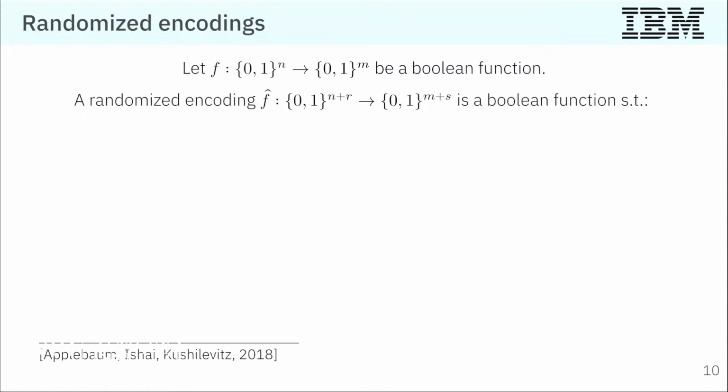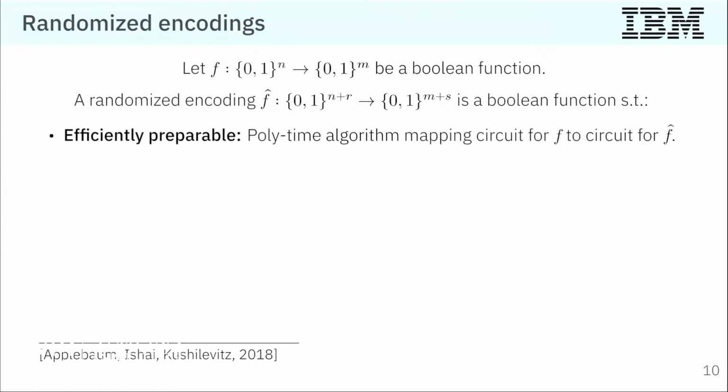And it takes in more bits than the original function. So let's say r more bits. And it outputs s more bits than the original function. And this will be a new Boolean function that will satisfy a bunch of properties. So first, it should be efficient to generate the circuit for f hat given a circuit that can evaluate f. So this is just the ability to efficiently come up with this randomized encoding.